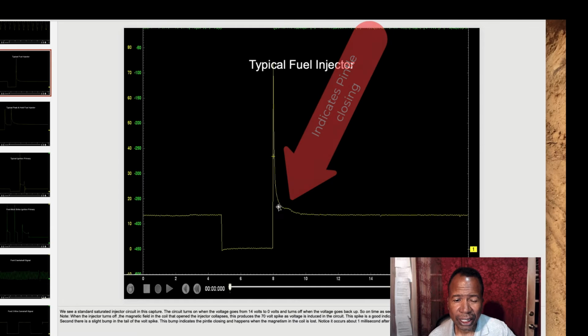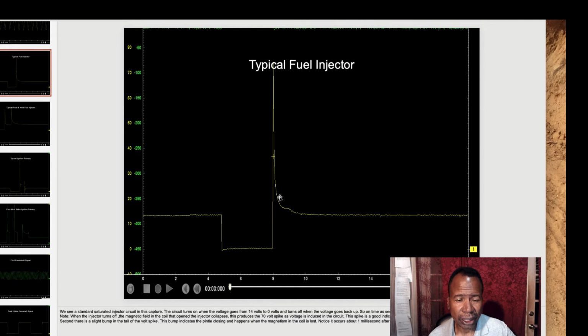You want to see this movement in the saturated injector. If you don't see this, the pintle could be stuck and it can cause a misfire. And then we go back to system voltage. Again, this is a known good waveform, a saturated fuel injector. Now let's go to the next one.